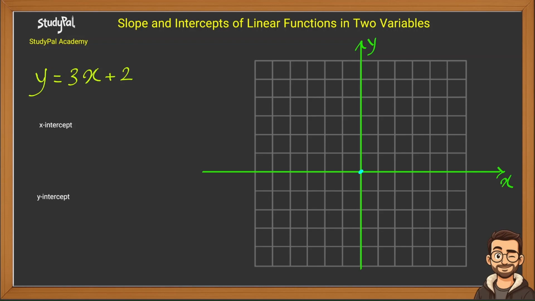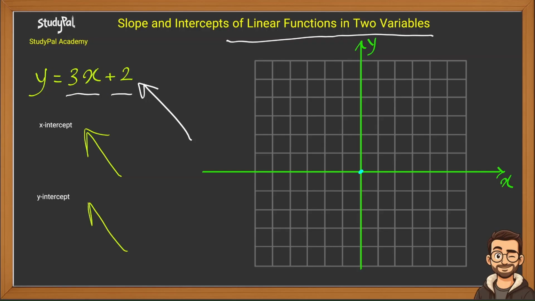In this video, we're going to work on the graphing of linear functions in two variables. Let's start with a very simple one: y equals 3x plus 2. We can find the coordinates of the x-intercept and y-intercept and then plot our graph.